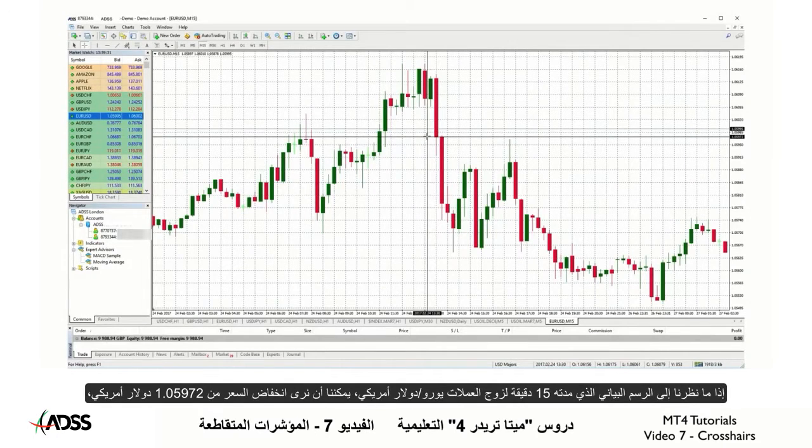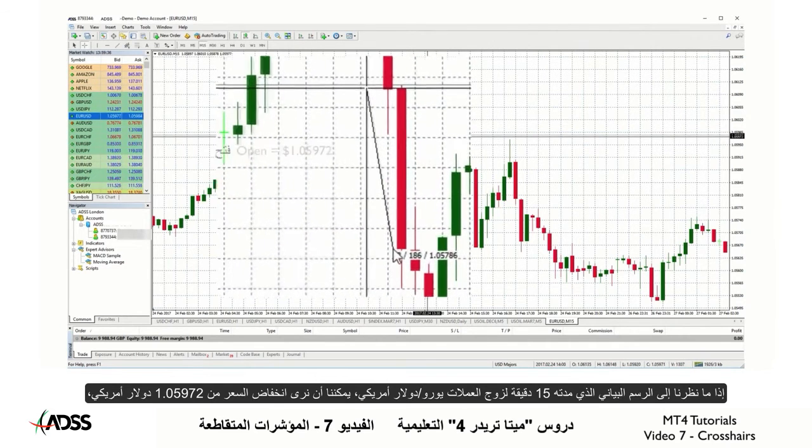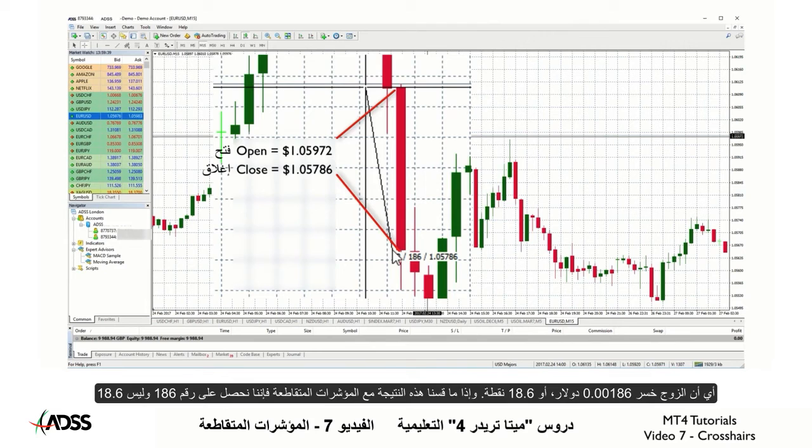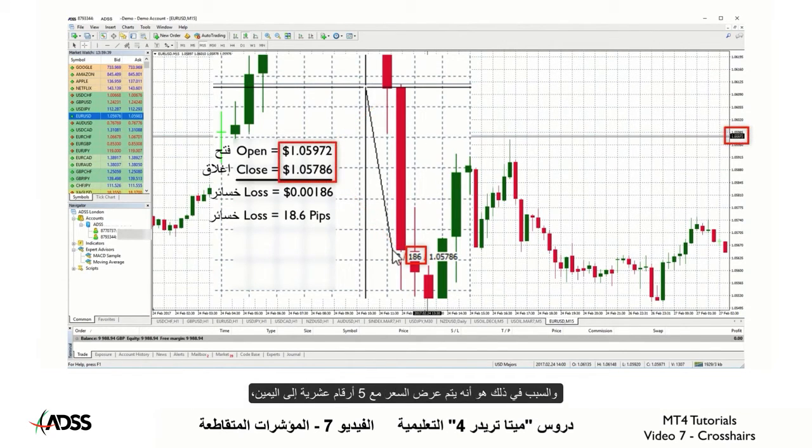For example, looking at this 15-minute chart on euro-dollar, we can see that price fell from $1.05972 to the close of this candle at $1.05786. That means it lost $0.00186, or 18.6 pips. If we measure this with the crosshairs, we get a figure of 186, not 18.6. That is because the price is displayed here in 5 decimal places to the right, and the crosshairs are using these prices to calculate the difference. So, please watch the decimal placing.